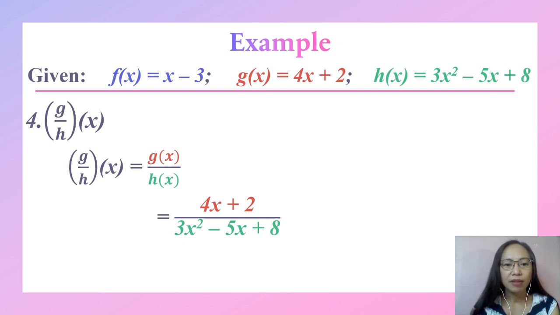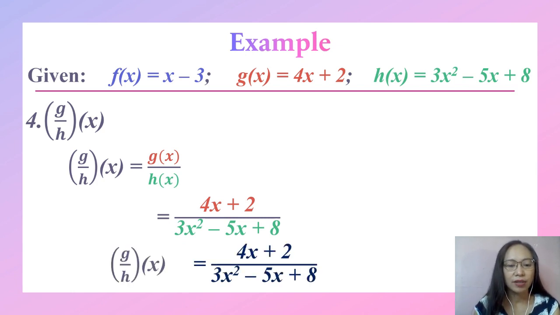So we substitute now the function g of x in the numerator. We have 4x plus 2 taken from this given. And then for h of x, the green function, this is 3x squared minus 5x plus 8 taken from this given function. Okay, since we can no longer simplify this function, there is no common factor between the numerator and the denominator. This is now our final answer. So therefore, we have g over h of x is equal to 4x plus 2 all over 3x squared minus 5x plus 8.